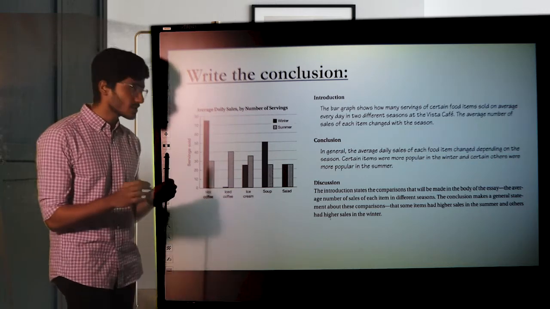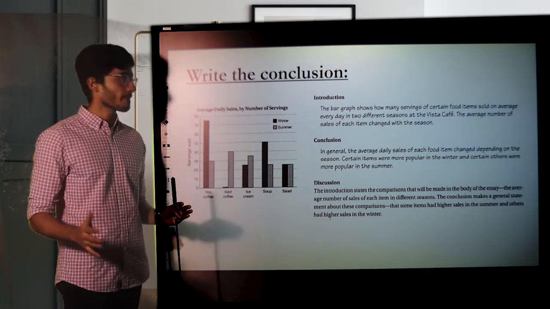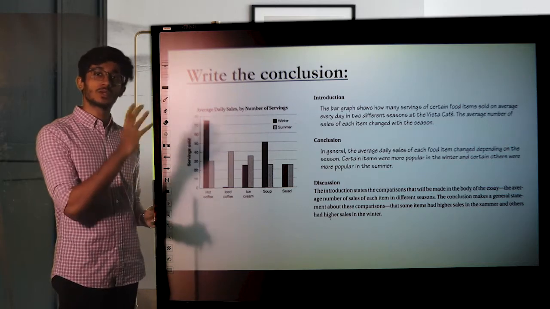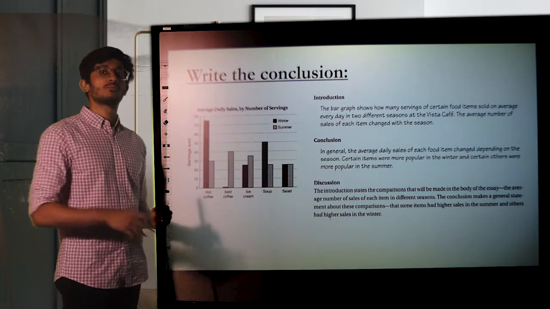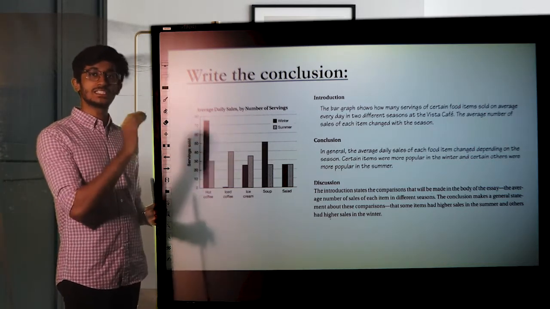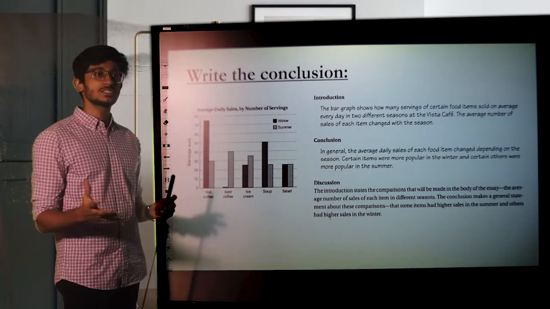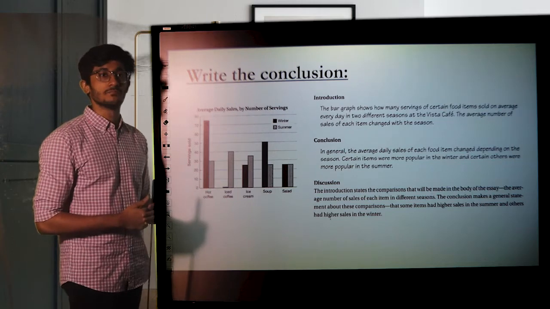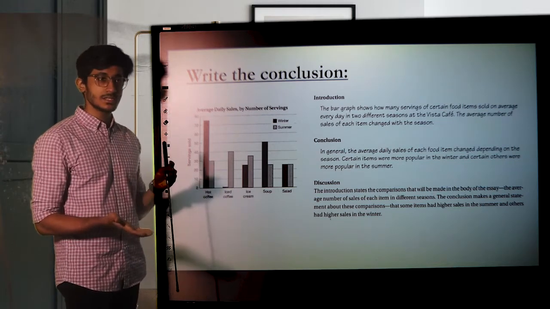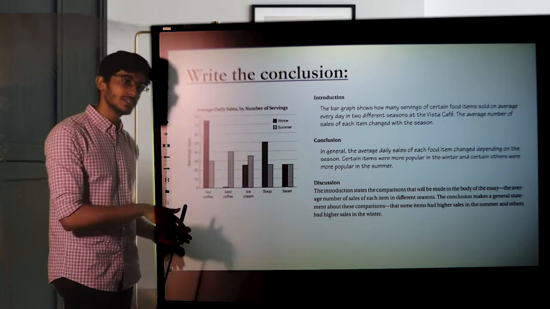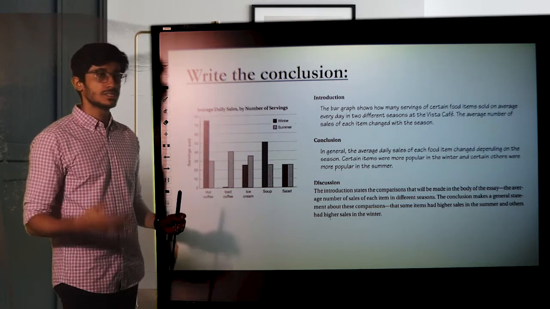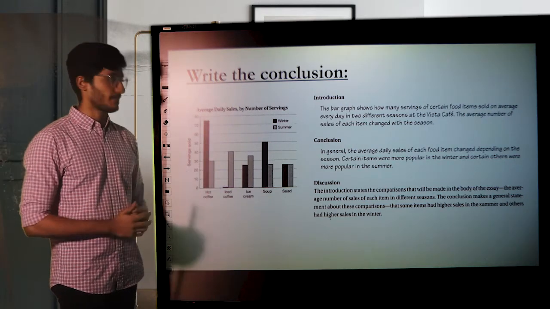It's as simple as that. You have mentioned what was more popular in summer, what was more popular in winter. You have mentioned the sales figures and everything. So in the conclusion, you're just restating what you have mentioned previously, that sales vary with season, and some items are more popular in winter and some are more popular in the summer. It's as simple as that.